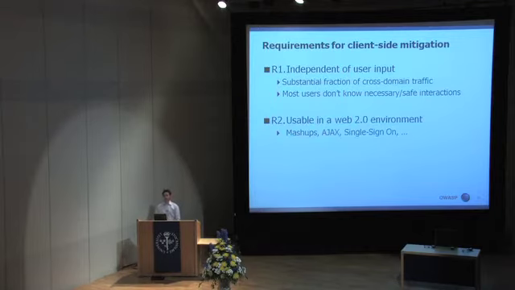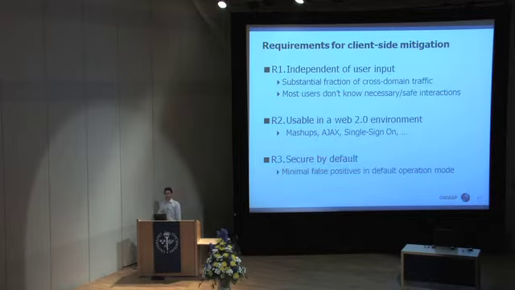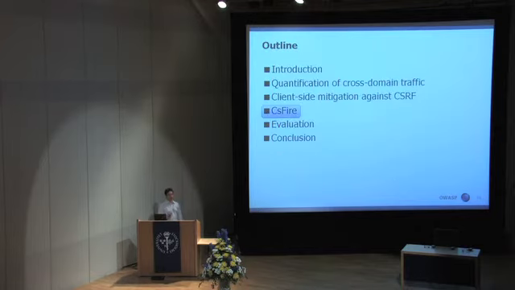Secondly, it's very important that the solutions we deploy are usable in a Web 2.0 context. And we saw most of the current solutions don't work well in a mashup context, in the dynamic behavior of an AJAX solution, or when working together with single sign-on solutions. And the third requirement is that we have to be secure by default, that we have to block as many types of cross-site request forgery as possible, although we have the usable experience of being workable in a Web 2.0 environment. And this is actually the baseline of working on CsFire.